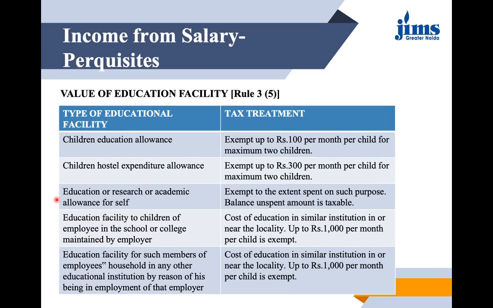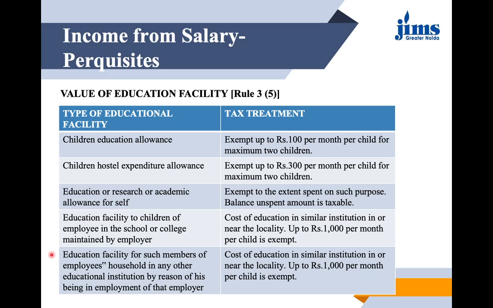Then the value of education facility as per rule 3. Let us see. The children education allowance is exempt up to rupees 100 per month per child for a maximum of 2 children. Hostel expenditure allowance is exempt up to rupees 300 per month per child for a maximum of 2 children. Then we have education and research or academic allowances for self. It is exempt to the extent which is spent on such purpose, and the balance unspent amount is taxable. Educational facility to children of the employee in a school or college maintained by the employer himself: in that case, the cost of education in a similar institution in or near the locality up to rupees 1,000 per month per child is exempt.